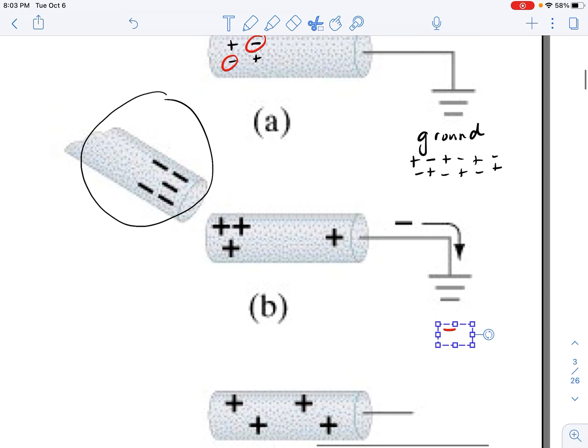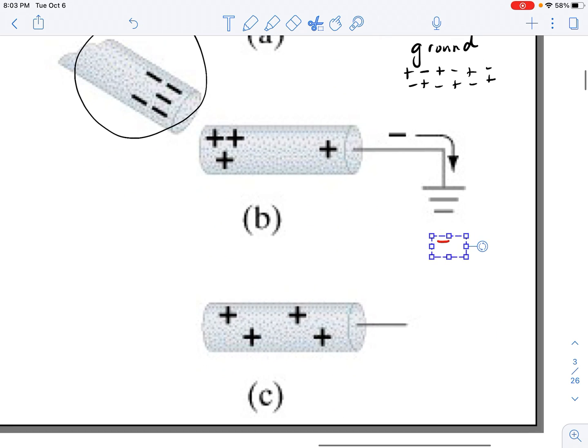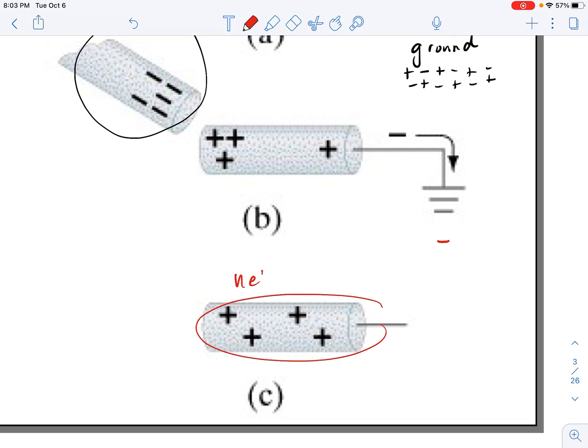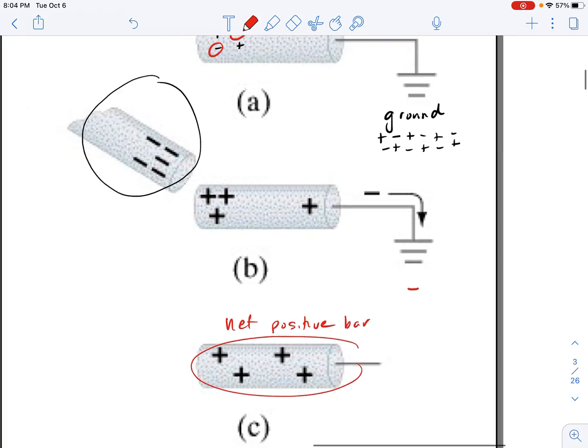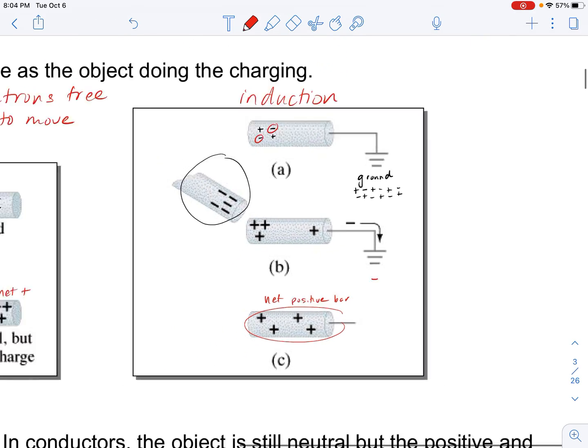And what happens when these negative charges leave is that we are left with a net positive bar. And this process, again, is called charging by induction.